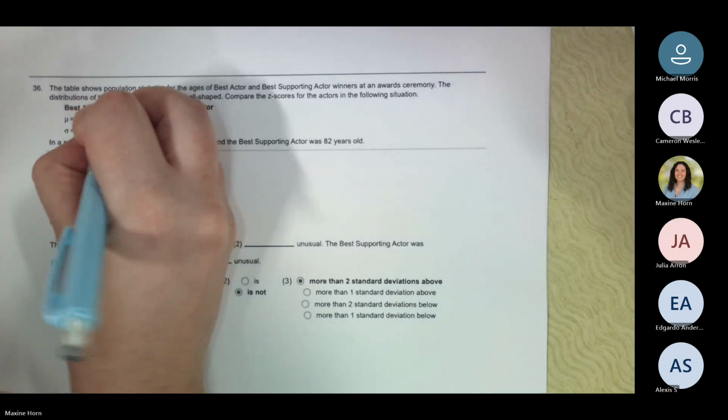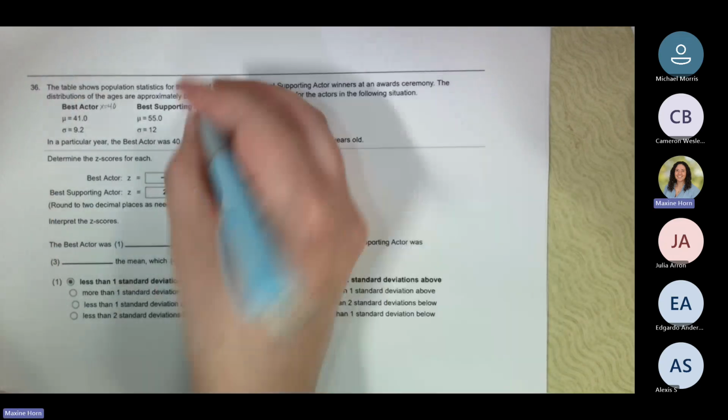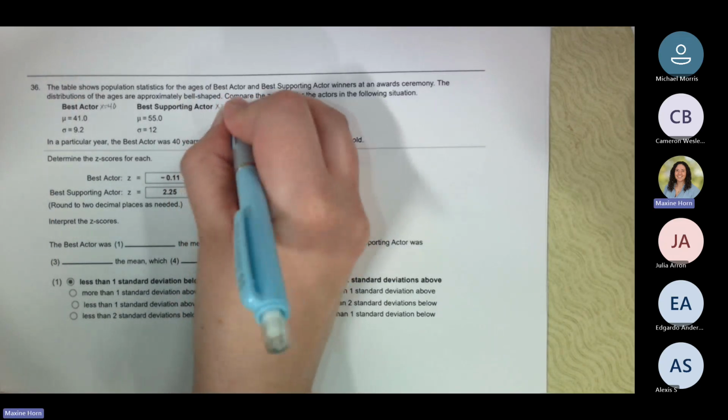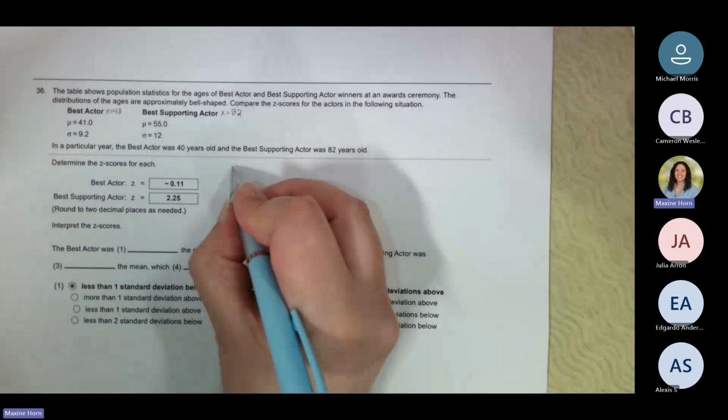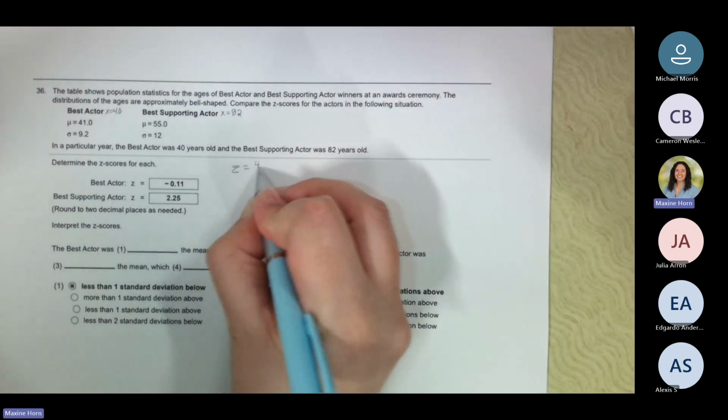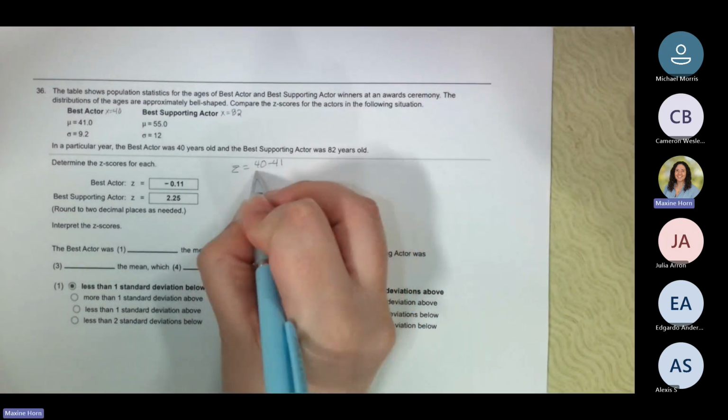In a particular year, the Best Actor was 40 years old, and the Best Supporting Actor was 82. They want us to find the corresponding z-scores for each, so we're going to use the formulas. For Best Actor, we have X minus the mean over the standard deviation.